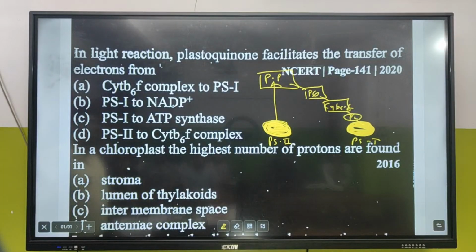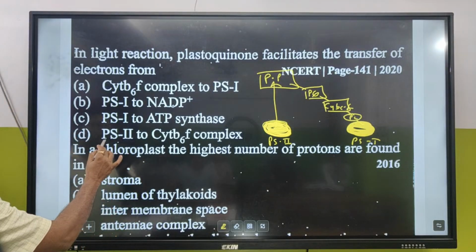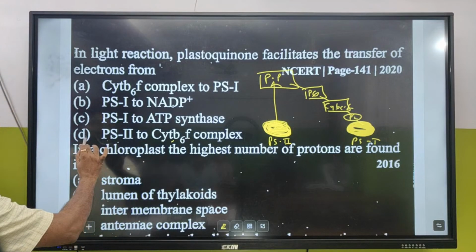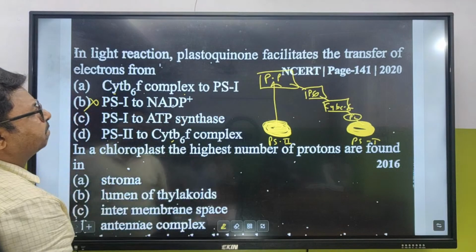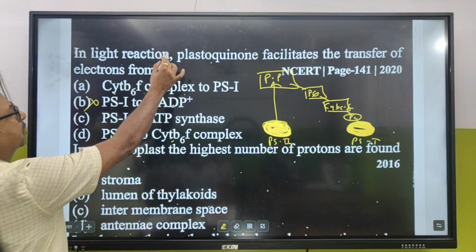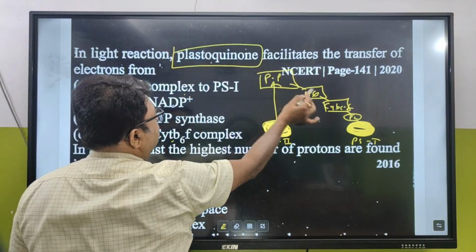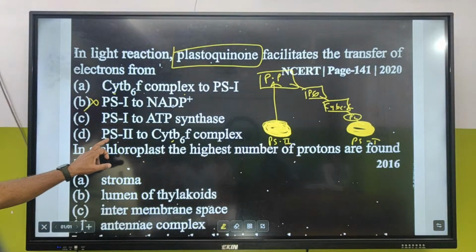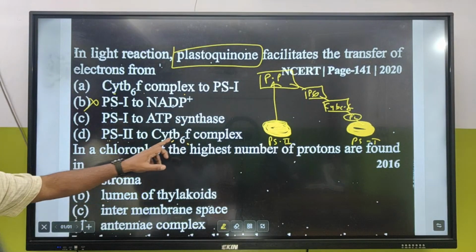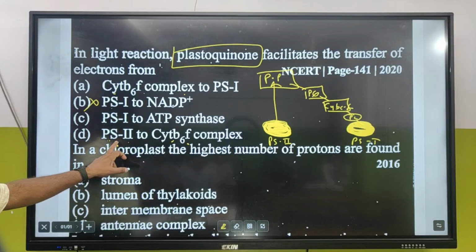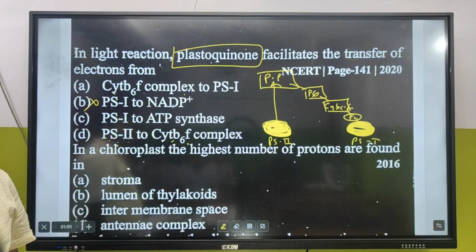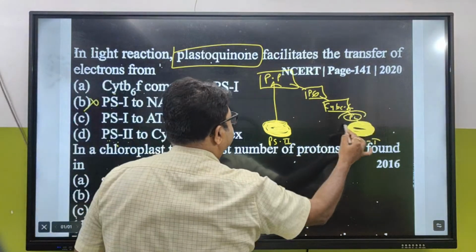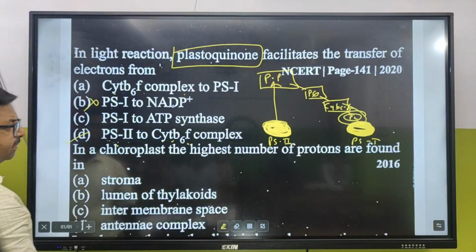In the light reaction, plastoquinone facilitates the transfer of electrons from PS2 to PS1, or to NADP? It will not be that. Cytochrome b6f complex to PS1, plastoquinone PQ, or PS2 to cytochrome b6f complex. Which one? This one? What about this? Cytochrome b6f complex to PS1? Who will do this? Plastocyanin. So this is the answer.